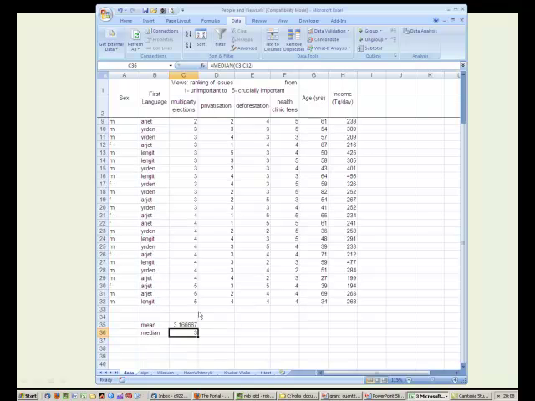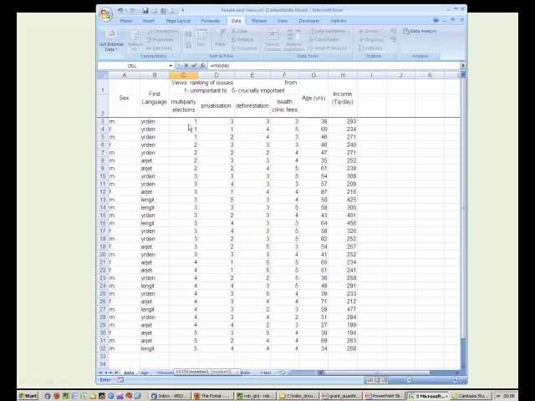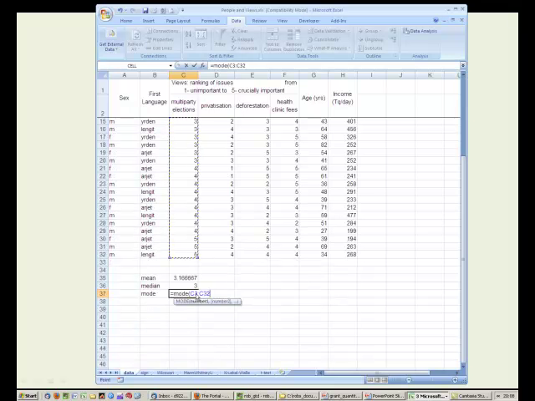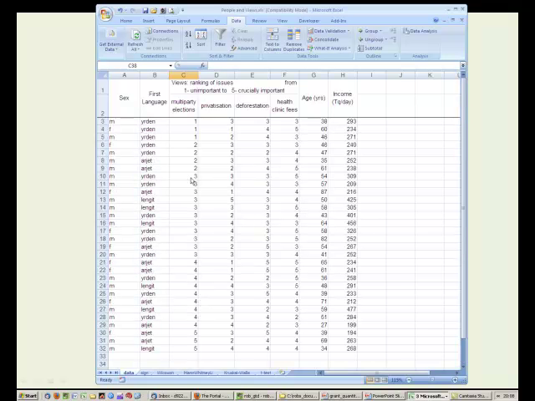Now the other one we can use, you may have heard of, is the mode. That's another version of average. To get that one, type in mode. And you can then type in C3 up to C32. There's a quick way of doing it, which is just to use the cursor to shade in the numbers. It's automatically put C3, C32 there. The mode is also 3. Now the mode is the one that comes up the most. You can see there are most 3s.